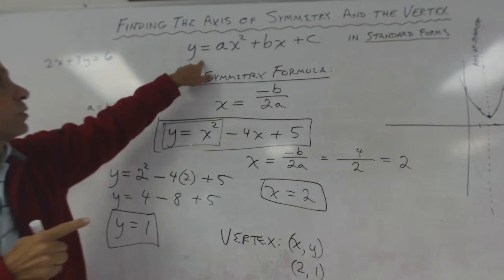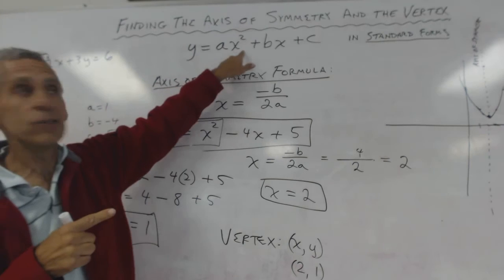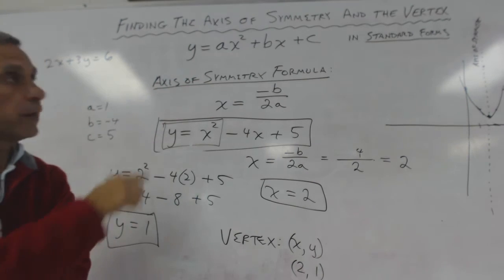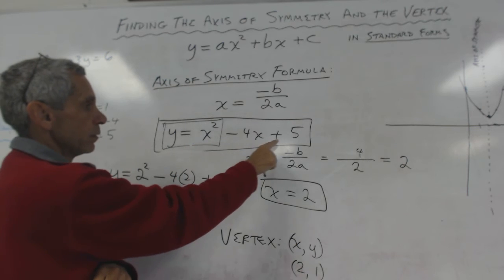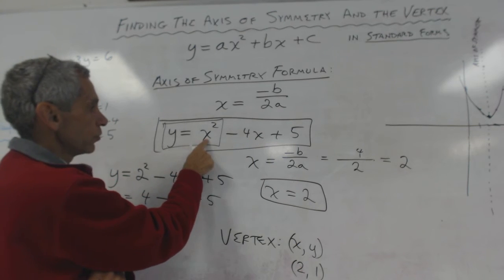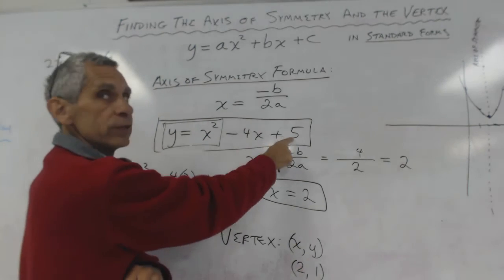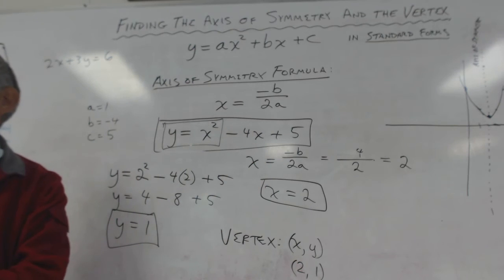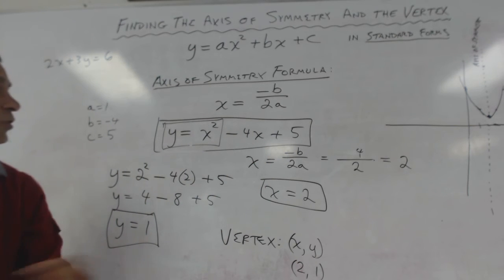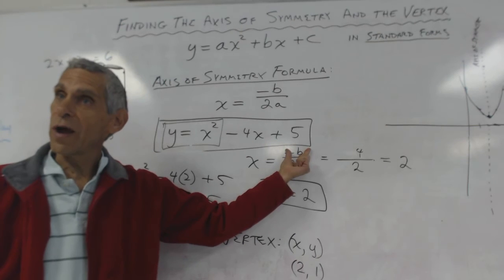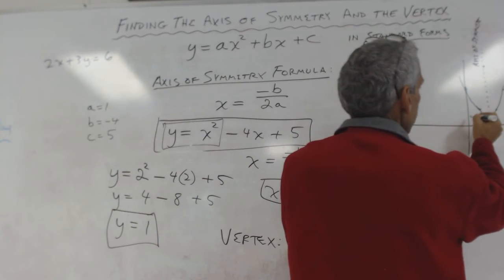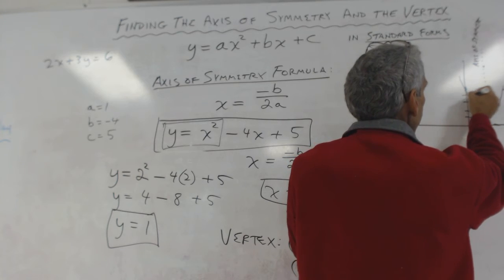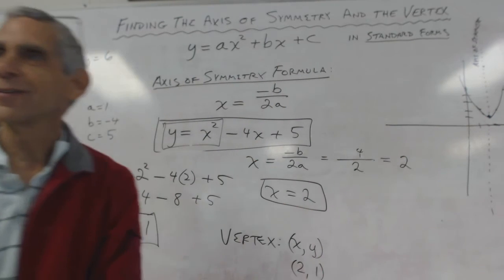All right, so to find the y-intercept, let's make x 0. What would y be if you made x 0? 0 squared minus 0 plus 5. 5 is the only thing left, right? So this C is always your y-intercept. Always. And look at where it is. 1, 2, 3, 4, 5. There it is. Look at that.